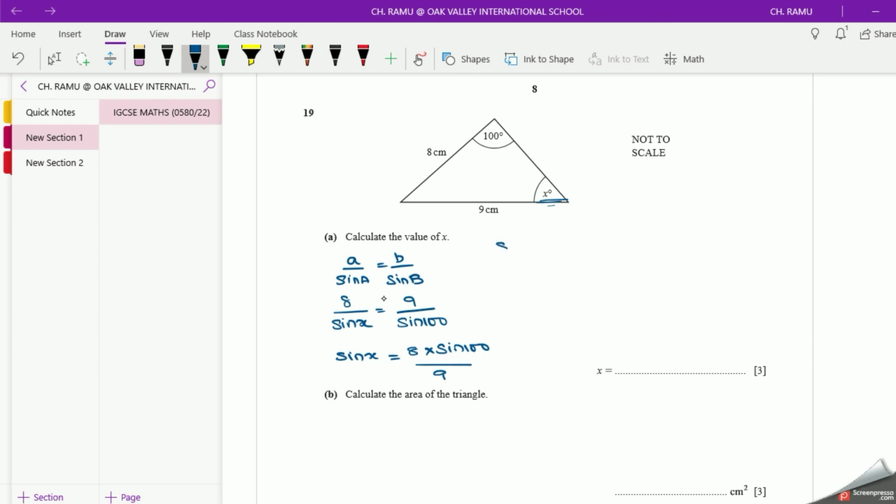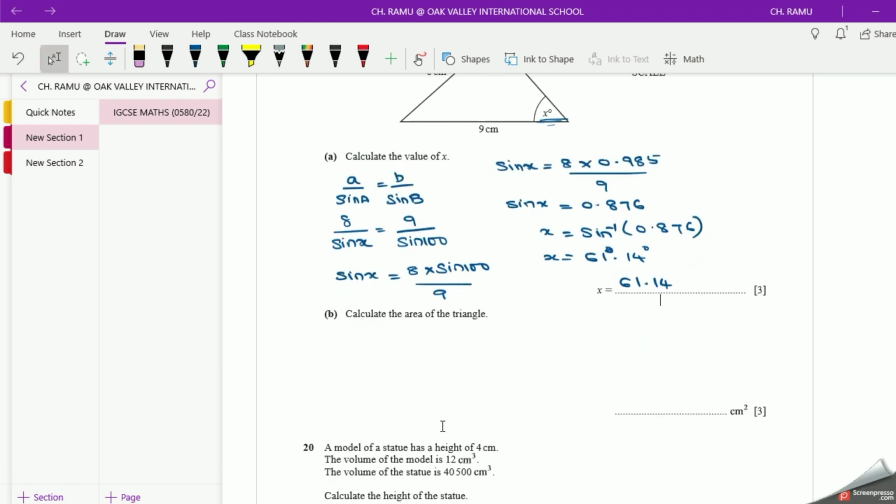So sin x is equal to 8 into sin 100, using our calculator 0.985, divided by 9. So sin x is equal to, if we simplify, 0.876. X is equal to sin inverse 0.876. Now we need to find the value of x. Sin inverse of 0.876 is nearly equal to, by using our calculator, 61.14 degrees. That is 61.14.